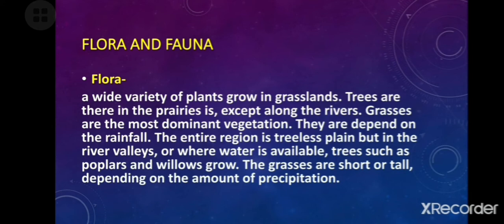Flora. A wide variety of plants grow in the grassland. There are no trees in the prairies except along the rivers. Grasses are the most dominant vegetation. They depend on the rainfall. The entire region is a treeless plain, but in the river valleys where water is available, trees such as poplars and willows grow. The grasses are short or tall depending on the amount of precipitation.